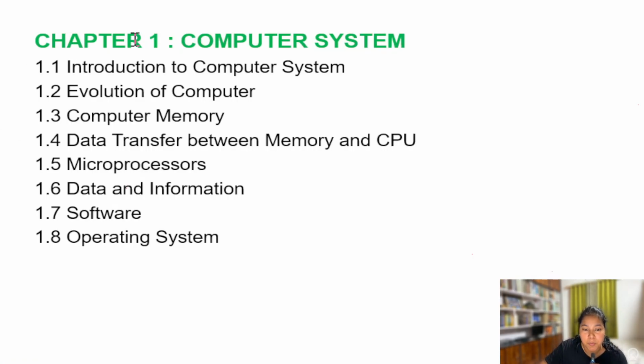First is your chapter number 1, which is Computer System, and the subtopics under this are 1.1 Introduction to Computer System, 1.2 Evolution of Computer, 1.3 Computer Memory, 1.4 Data Transfer between Memory and CPU, 1.5 Microprocessors, 1.6 Data and Information, 1.7 Software, 1.8 Operating System.